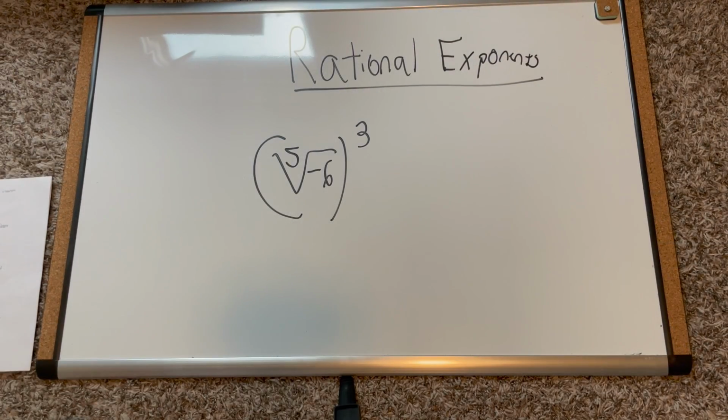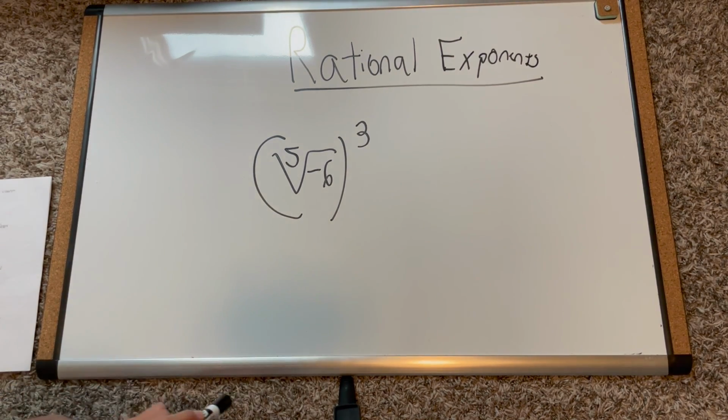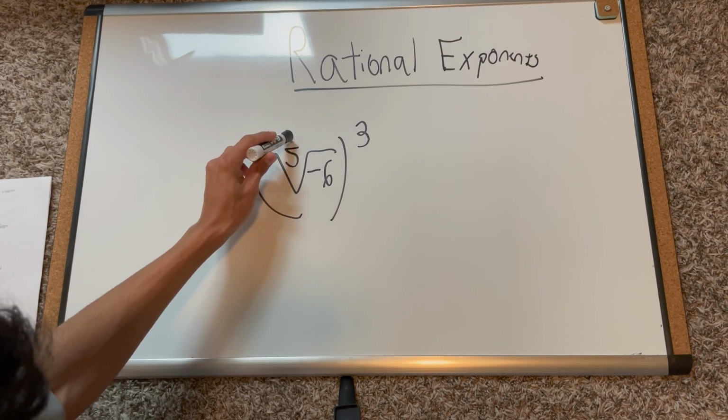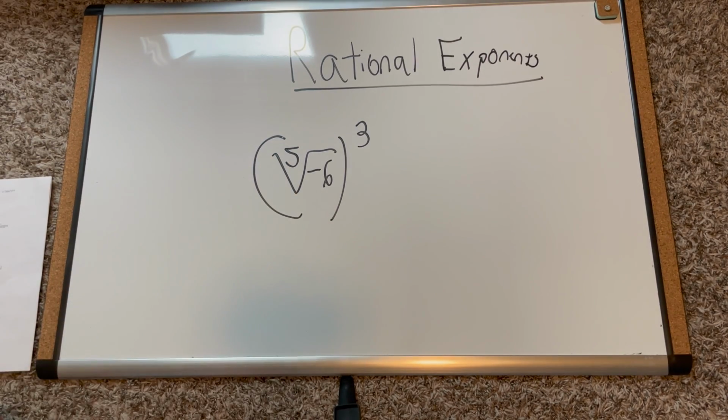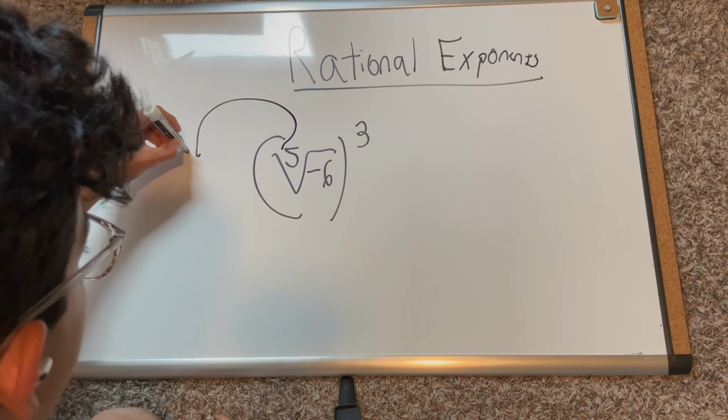Okay, so this is part two of rational exponents. The next problem that we are going to solve is that we're going to turn this into the power of an integer. And I remember what I told you. This is basically the denominator.